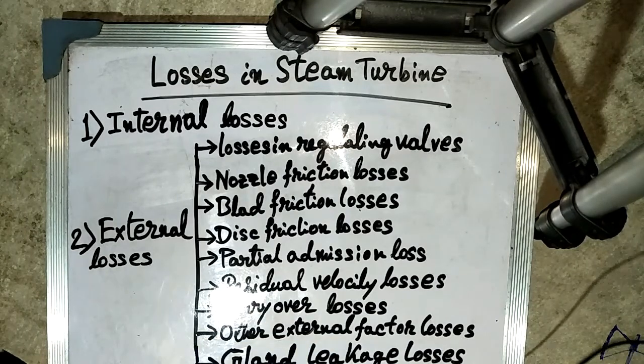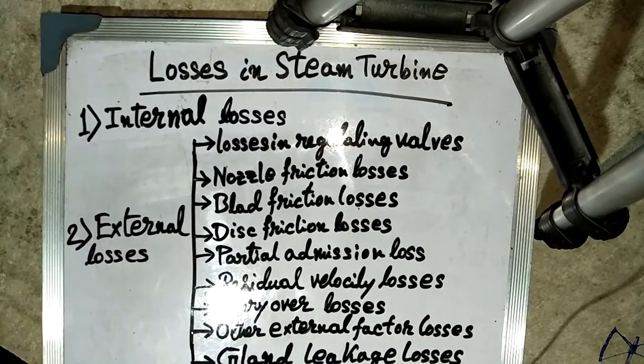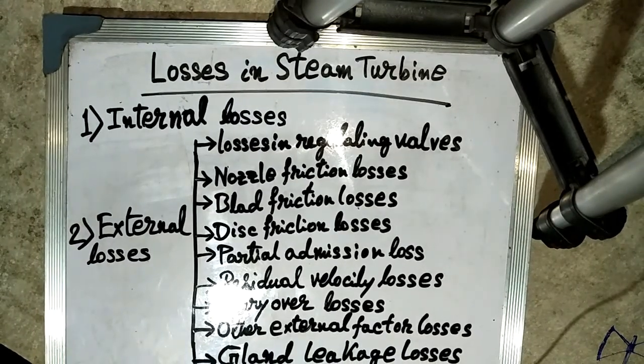In the previous lectures we have already learned about the impulse turbine and the reaction turbine and the enthalpy drops and this kind of things. So let's talk about the losses in steam turbine. There are certain losses taking place during the expansion of steam within a turbine.